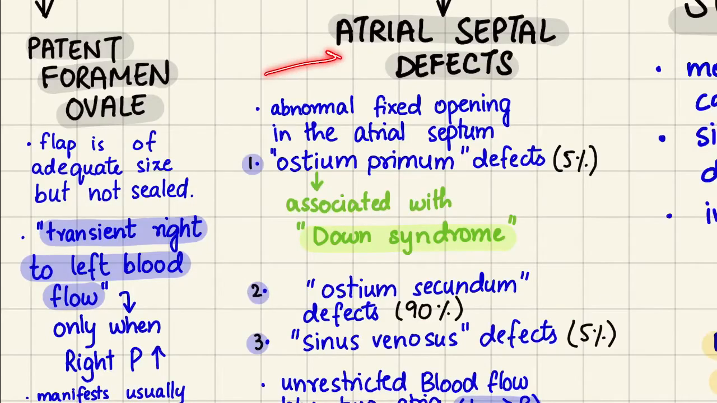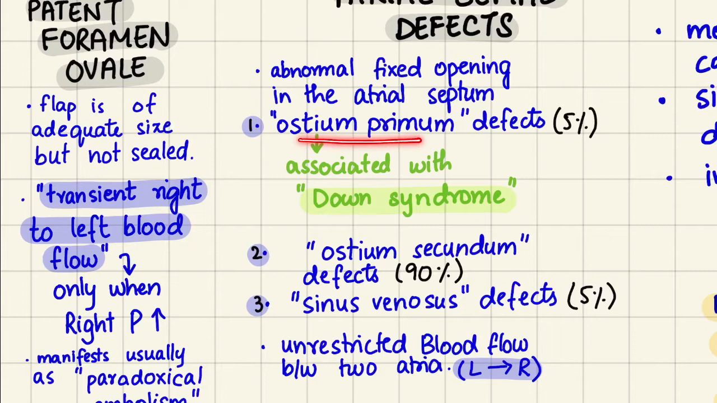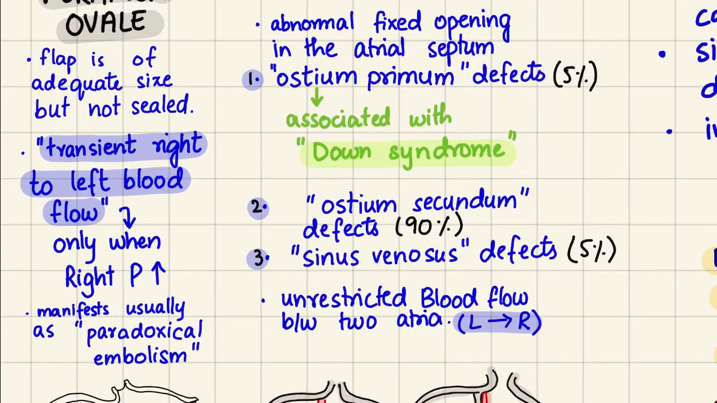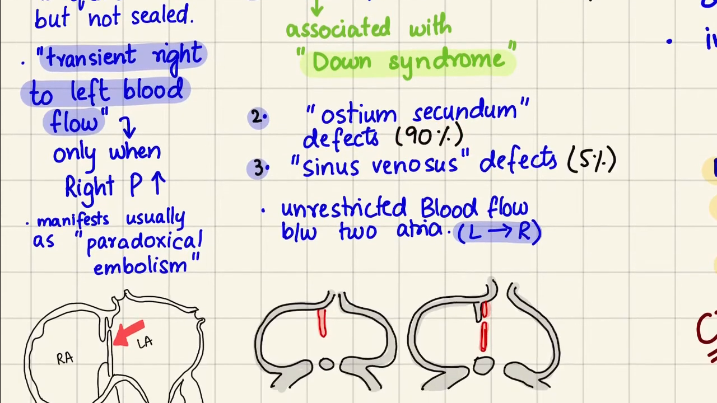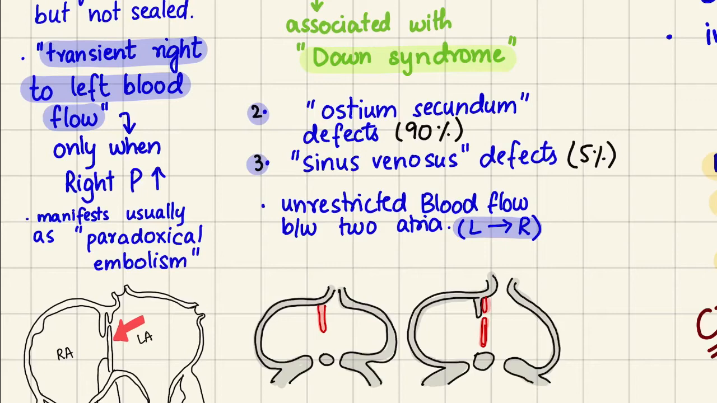Now, in atrial septal defects, as I said, there is an abnormal fixed opening between the atrial septums. Okay. Now, the ostium primum defects are 5%, which are associated with Down syndrome, while the majority of them are ostium secundum defects. Okay. And in some cases, there are also sinus venosus defects in 5% of the cases. In this case, we're going to have unrestricted blood flow between the two atria.